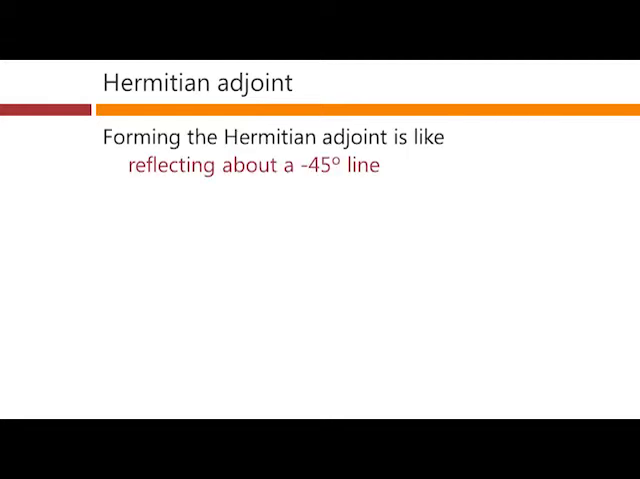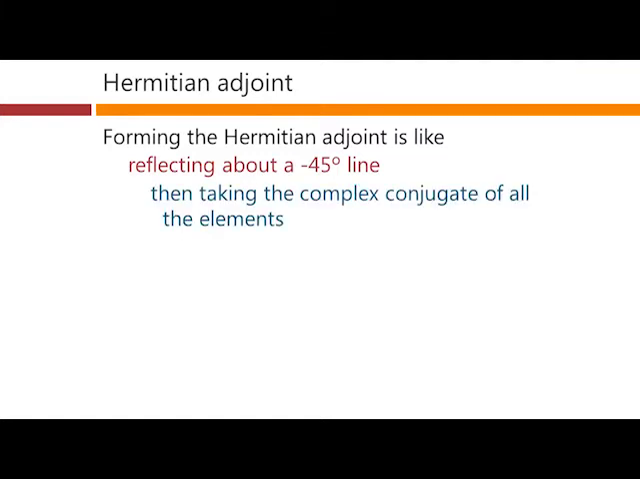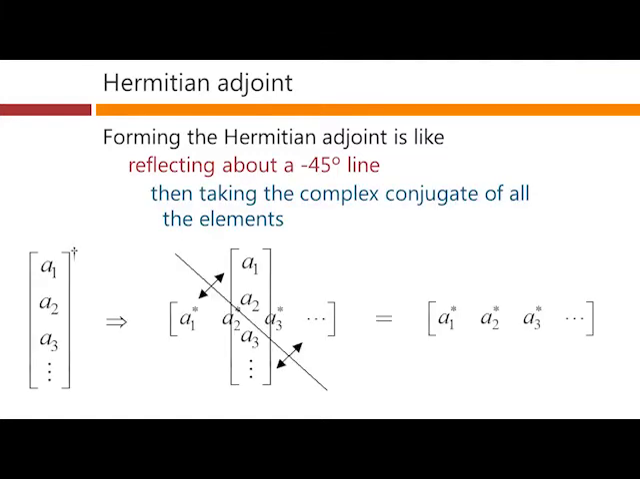Forming the Hermitian adjoint is like reflecting about a 45-degree line, a minus 45-degree line if we like to be strict about it, and then taking the complex conjugate of all the elements. So for example, here we are performing this Hermitian adjoint operation on this column vector. It's like taking this column vector and reflecting it about this line here and taking the complex conjugate when you do it to get this row vector here. This is a result, the row vector. So the Hermitian adjoint here of this column vector is just reflecting about that 45-degree line and taking the complex conjugate to get the row vector.